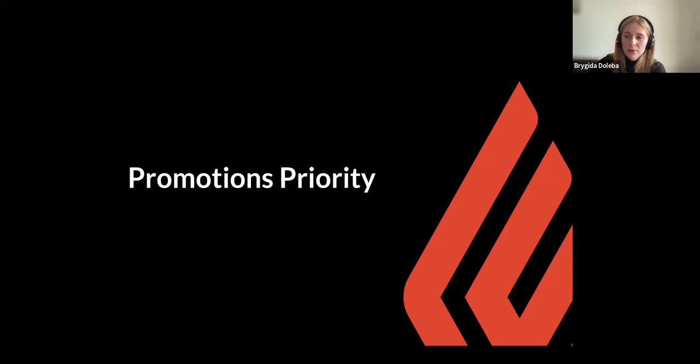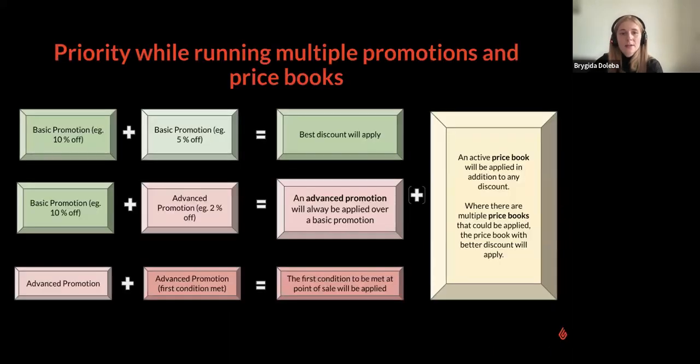Now we can discuss promotions priority a bit. So when setting up a promotions priority, in case the same condition applies to multiple promotions at the same time, there will be a priority that the system will estimate. So for example, in the first row, we have the basic promotion of 10%, basic promotion of 5%, and the system will choose the best discount to apply.